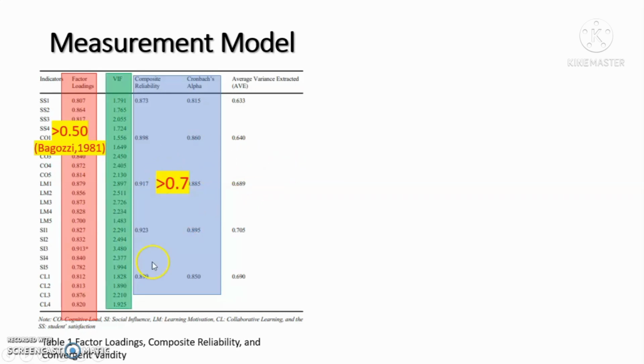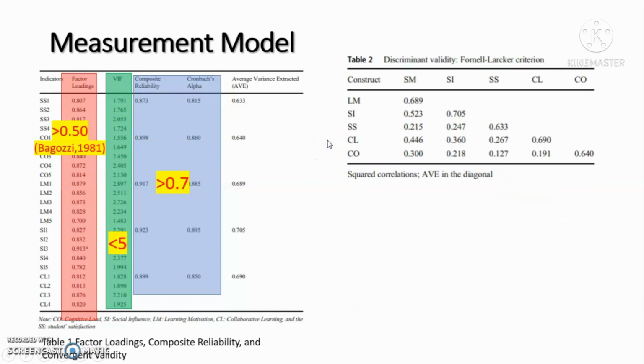And finally, we see the convergent validity is less than 5. It means this measurement model is valid. Now let us find out the discriminant validity value by Fornell-Lacker criterion.